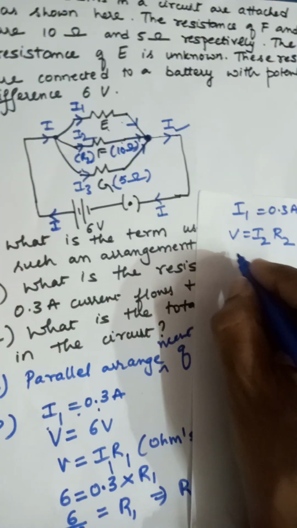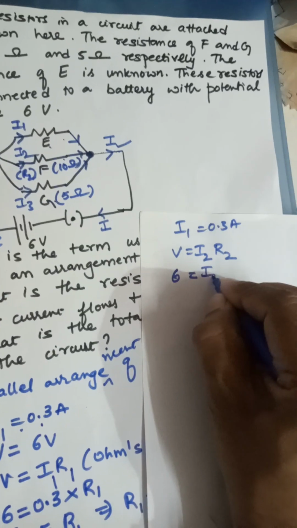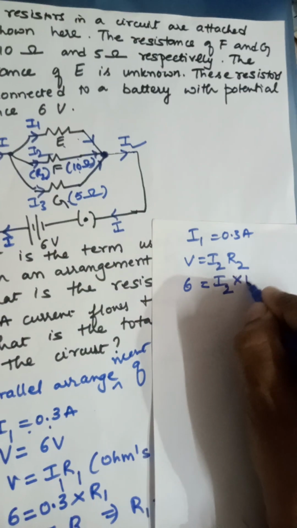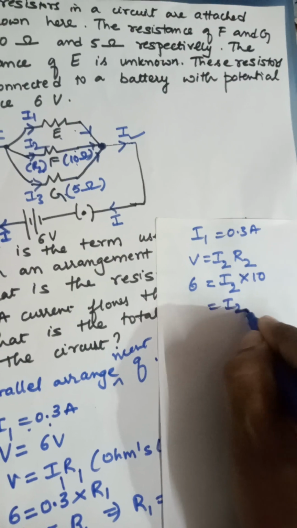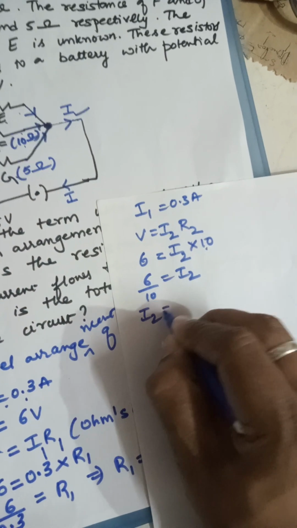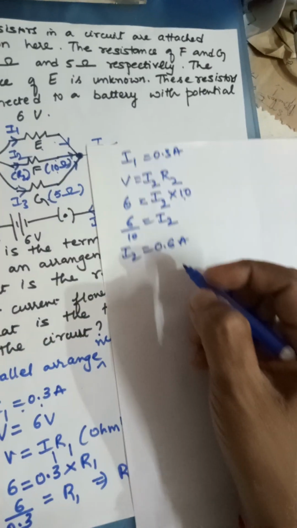So what happens now? V value is 6. I2 we do not know, that's what we need to find out. R2 is nothing but 10 ohms. So I'll write 10 ohms here. So the value of I2 will be 6 divided by 10. So I2 will be equal to 0.6 amperes. This is the value of I2.